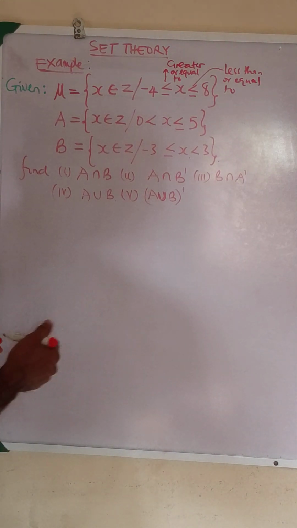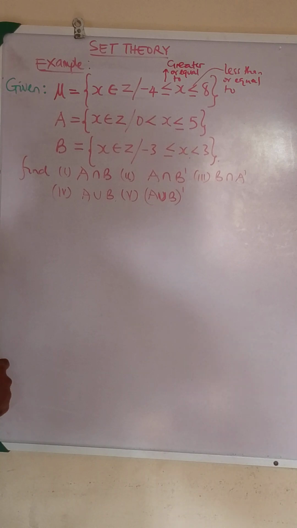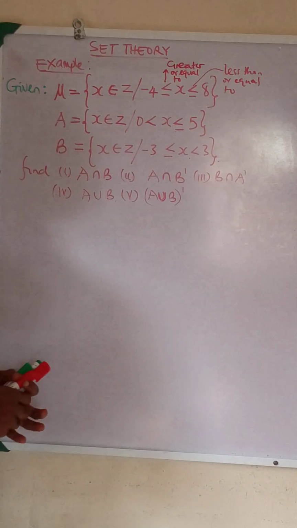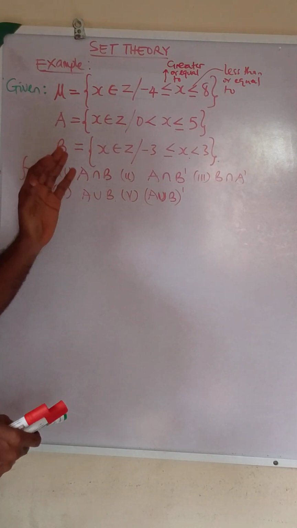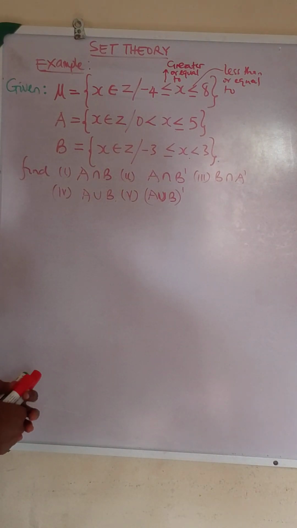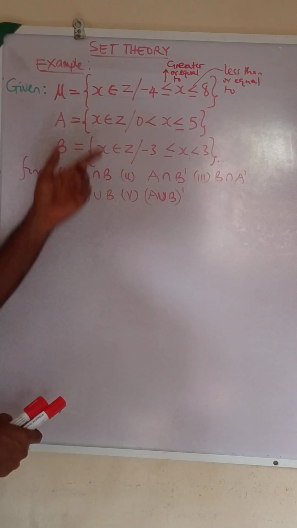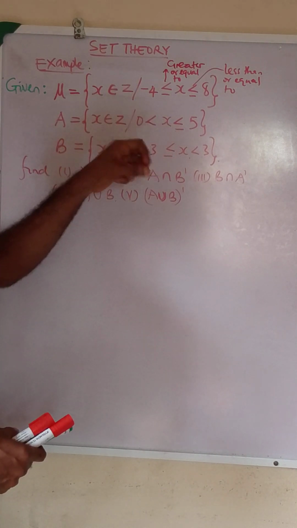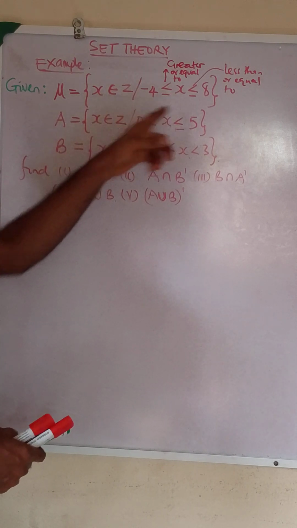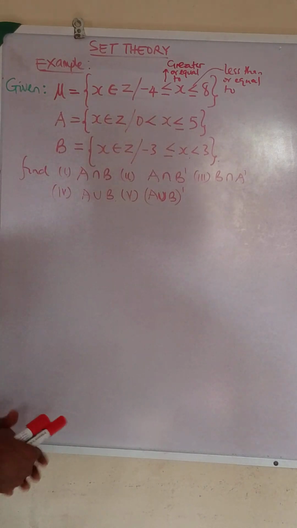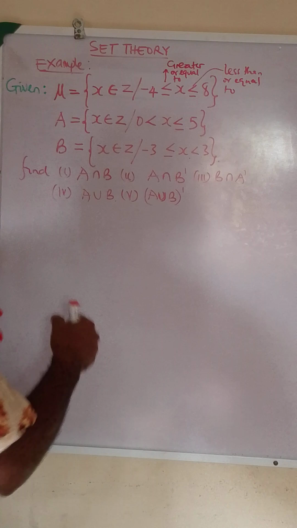Note, I have said in one of my videos on set theory that there are different ways of representing sets. We have the roster method and we have the set builder method. So this is an example of representation of a set using the set builder method. So let's take the solution.